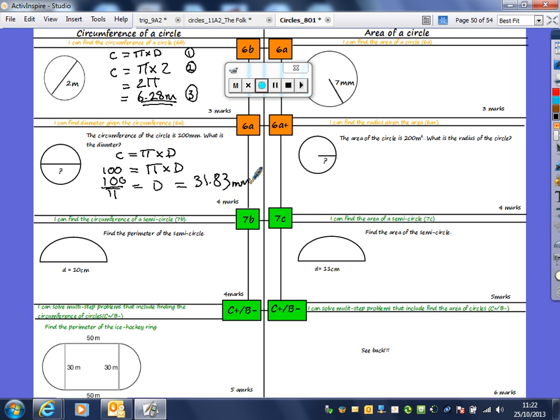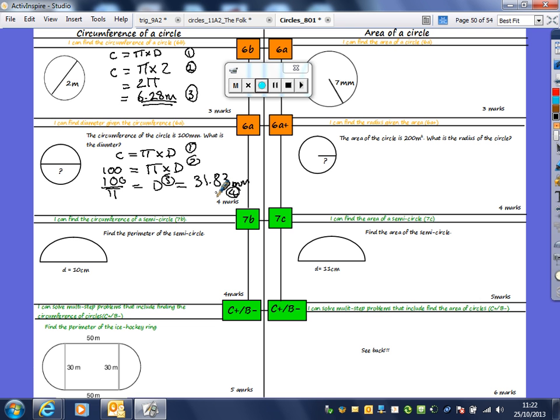Okay, let me just double check that that is the correct rounding. So 100 divided by pi is correct at 31.83 millimeters. Okay, the 4 marks there, 1 for stating that formula, 2 for inputting the numbers, 3 for rearranging it correctly, and the 4th for the answer and the units of measure.